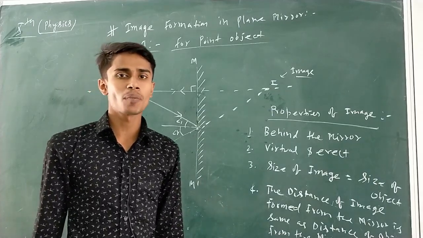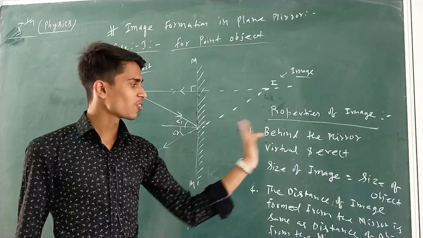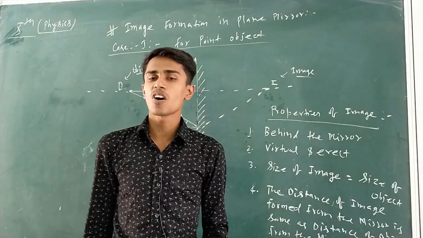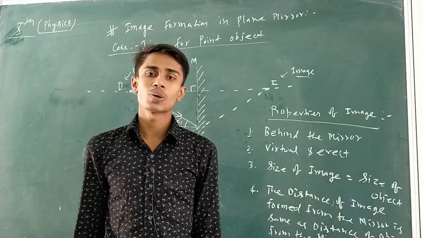So what are the properties of image formed by plane mirror? The image in plane mirror is virtual, erect, it is forming behind the mirror. The size of image is same as the size of object. The distance of image formed from the mirror is same as the distance of object from the mirror, and the image in plane mirror undergoes lateral inversion.